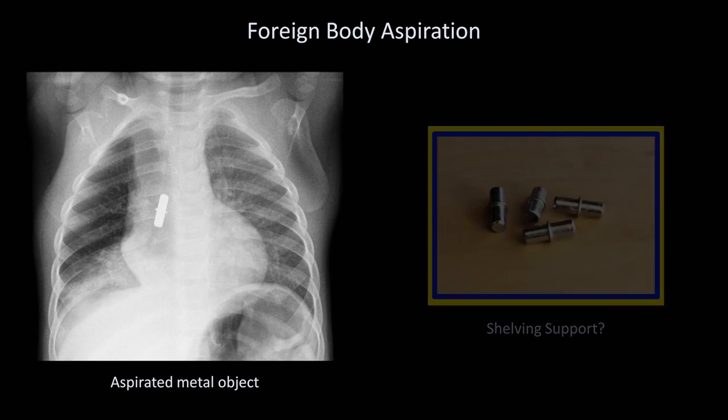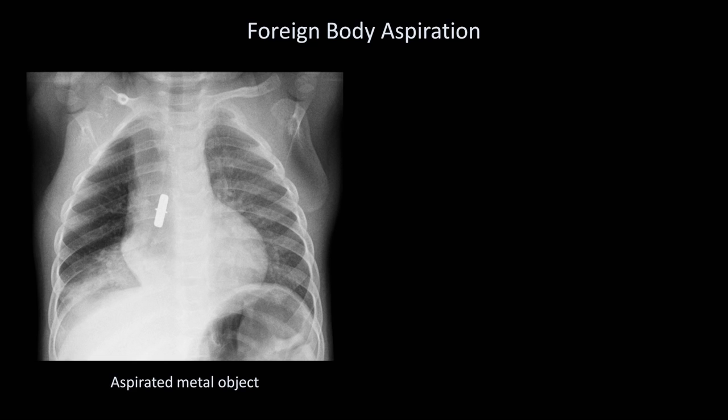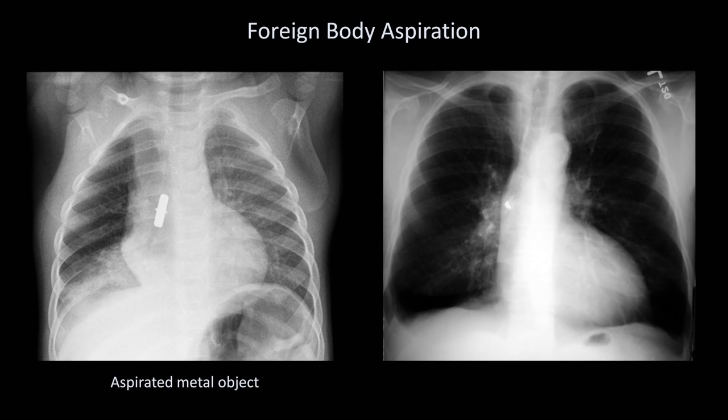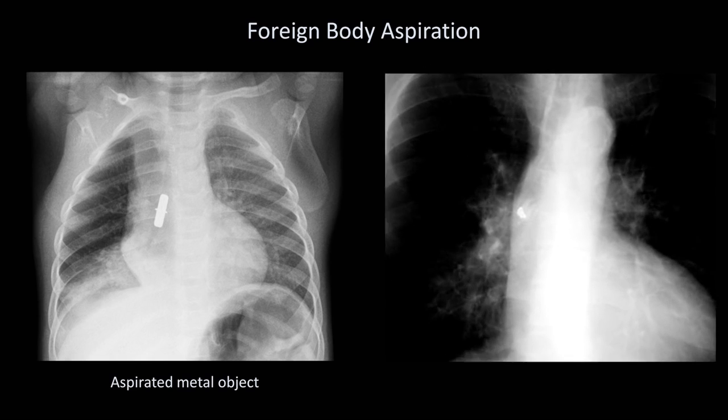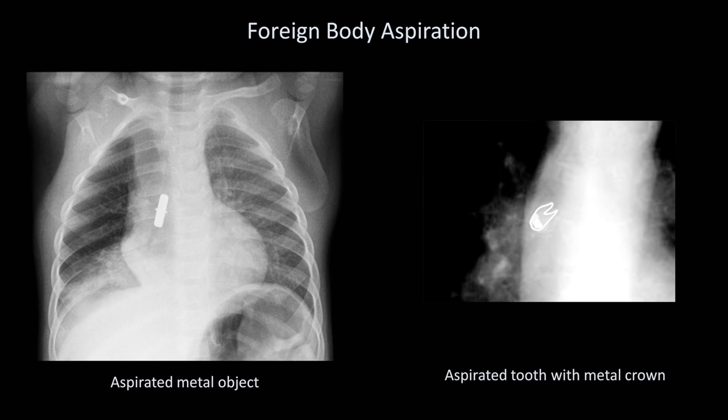And lest you think that only children aspirate foreign objects, take a look at this example. There is something small and dense in the right main bronchus again. It may be harder to immediately appreciate what it is, but if we zoom in, we can see that it's actually a tooth with a metal crown.